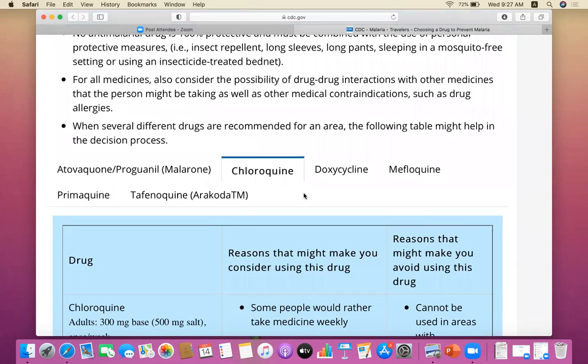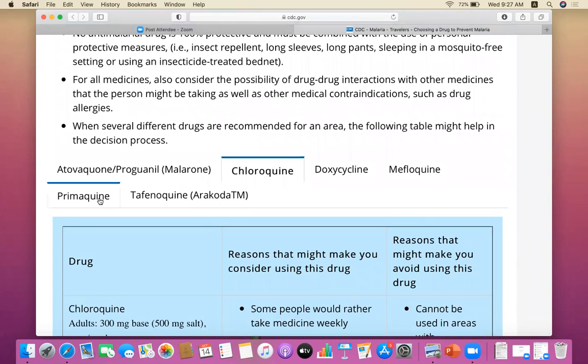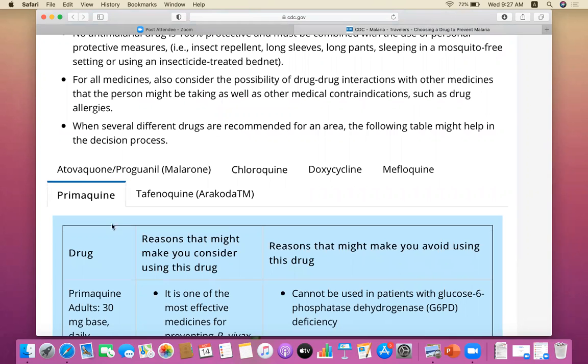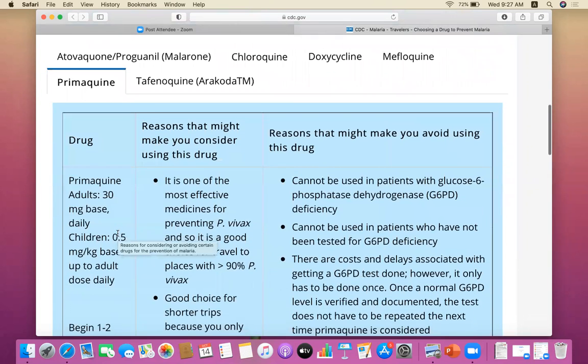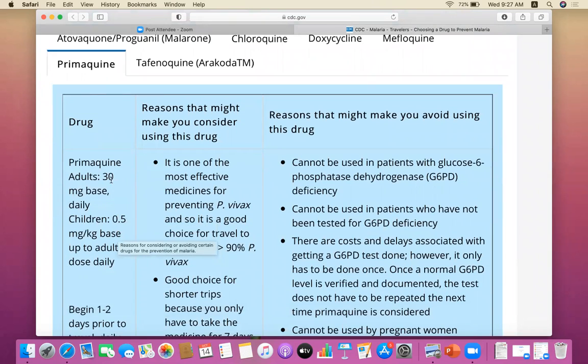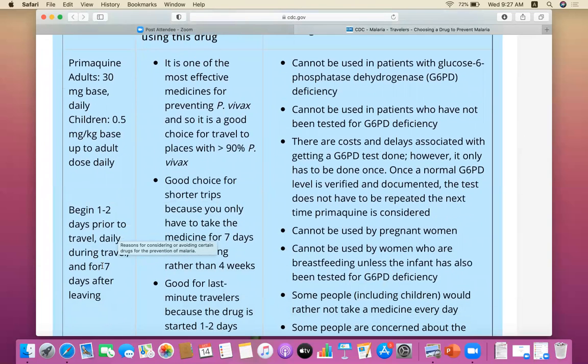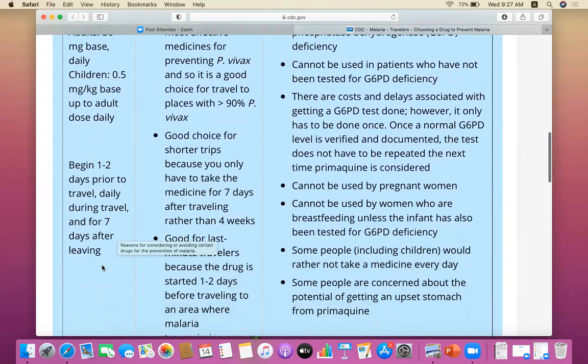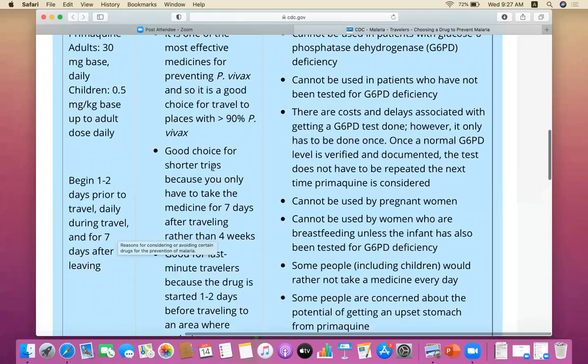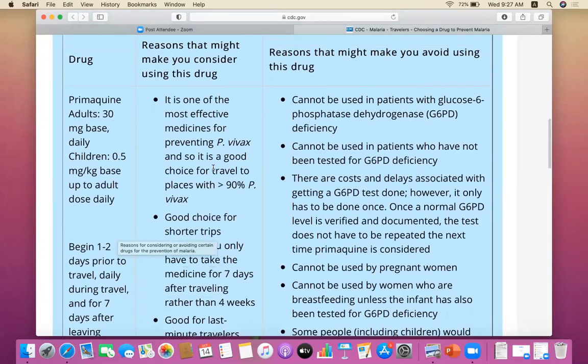So chloroquine, then we will see primaquine. Primaquine, the adult dose is 30 milligram base daily, and a children's dose is also available. Begin 1 to 2 days prior to the travel, daily during travel, and for 7 days after leaving the malaria prevalent area.